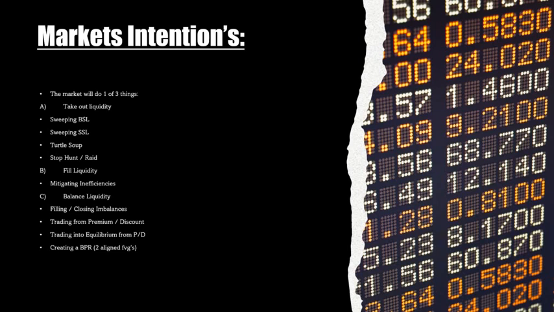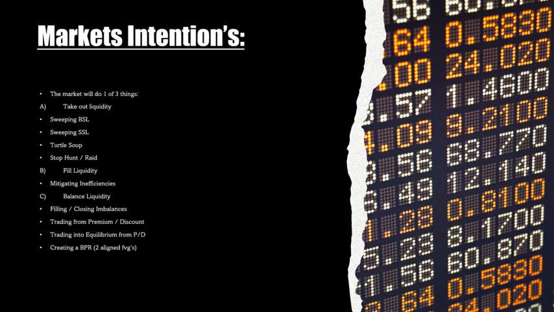Okay? Next, the market will do one of three things. We just went over that it takes out liquidity. The next thing that the market can possibly do is fill liquidity, and this is mitigating inefficiencies. Remember when we talked about fair value gaps? Those are inefficiencies. So a BISI, a SIBI, or even an inverse fair value gap, those are all inefficiencies, okay? So filling any inefficiencies is a type of filling liquidity.